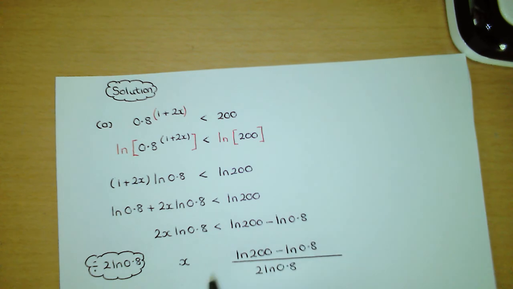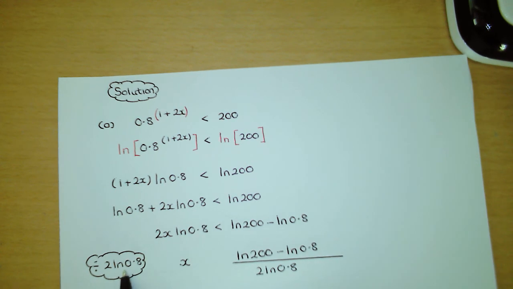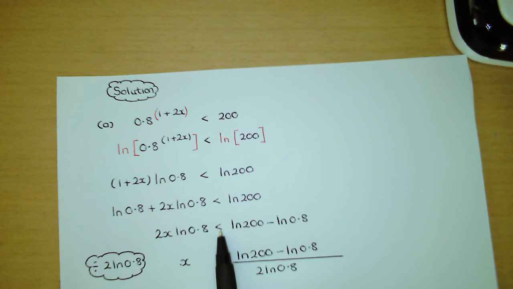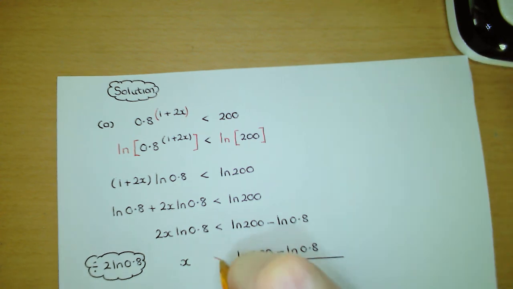Now I've left a space here deliberately for where the inequality sign has to be. Now, we have just divided both sides by 2 times the natural log of 0.8. Now I just said to you in the last video that when you take any log of a number between 0 and 1, it's going to be negative. So that means 2 natural log of 0.8 is going to be negative. So we've just divided through an inequality by a negative. That means we have to reverse the direction of the inequality sign. So it's now pointing to the right.